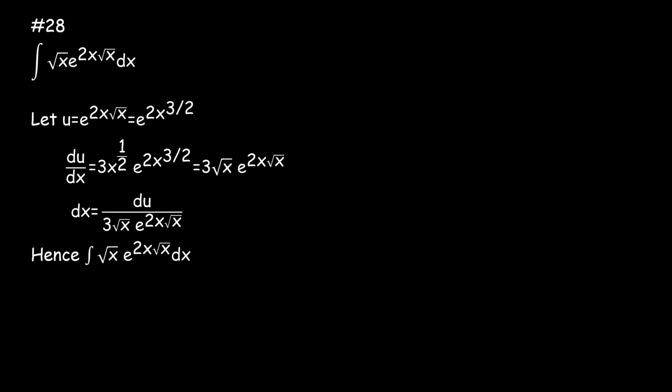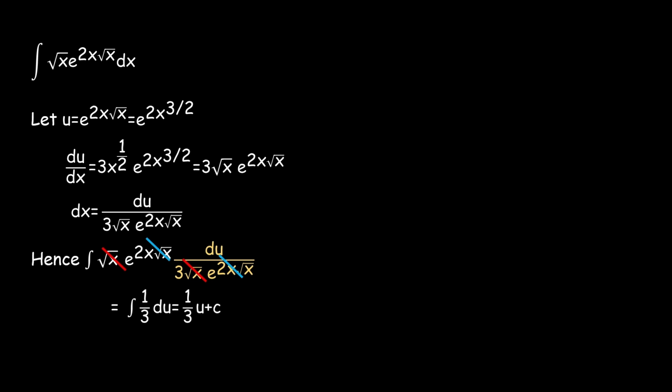We would see that the integral of square root of x e to the power 2x square root of x dx would be equal to the integral of square root x e to the power 2x square root x du all over 3 root x e to the power 2x root x. Now it's going to cancel out nice and neatly, and then we're just going to have 1 over 3 left. So the integral of 1 over 3 is 1 over 3 u plus c. Then we replace back the value of u. This will give us 1/3 e to the power 2x square root x plus c.